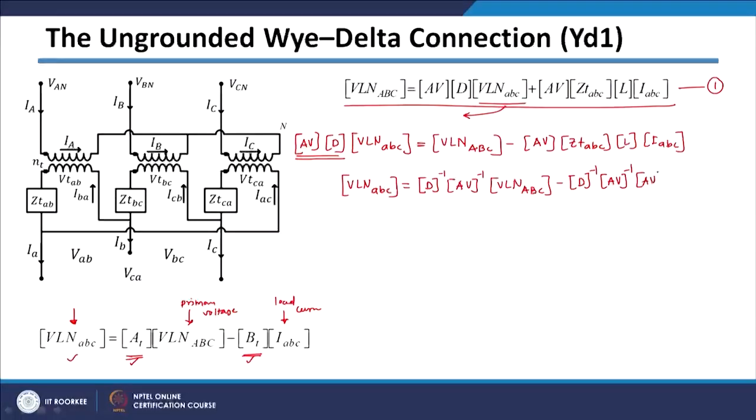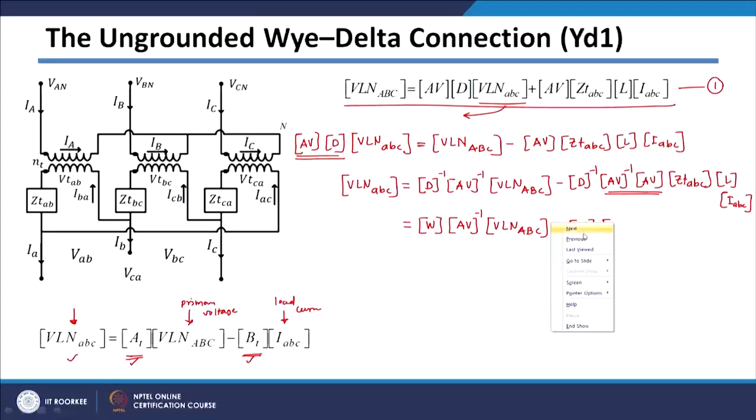This AV is as it is, and ZT ABC into L into I ABC. So this AV inverse and AV will get cancelled out, and we have seen that whenever there is a D inverse term, we need to replace it by W. So it will be W multiplied by AV inverse into VL ABC minus, your D inverse, means you need to replace by W, into ZT ABC multiplied by L into your I ABC.